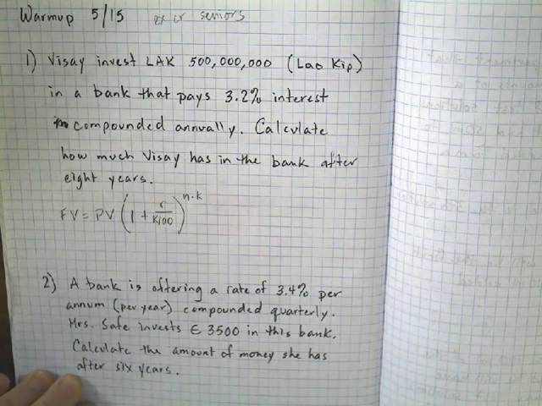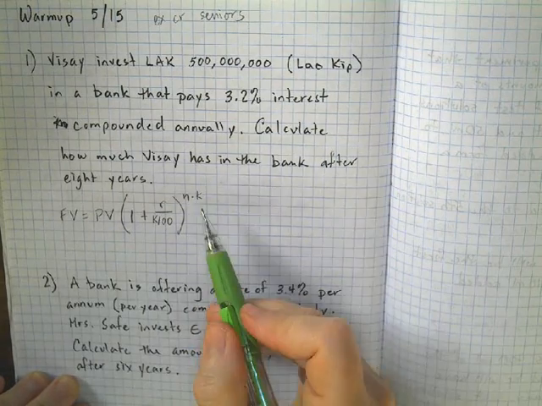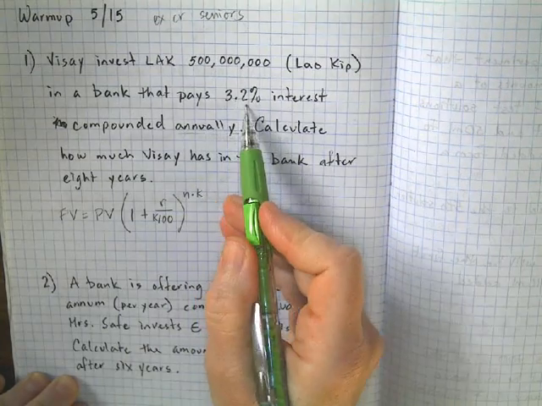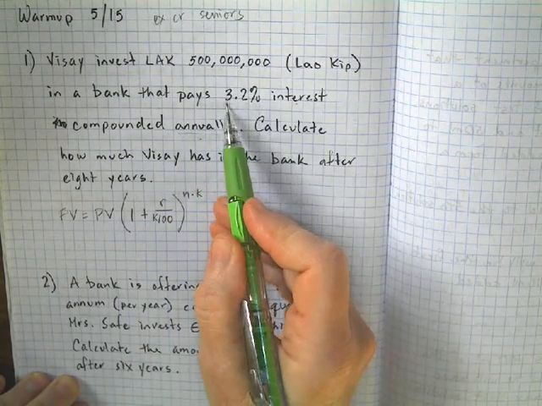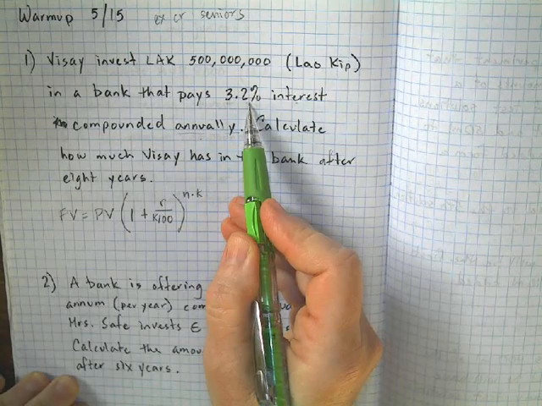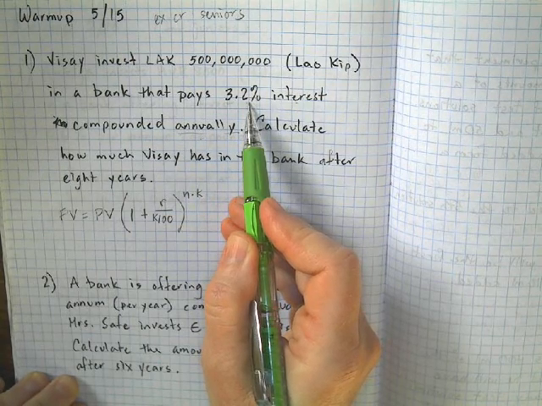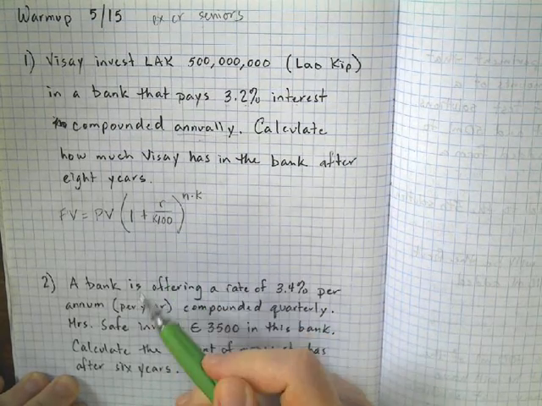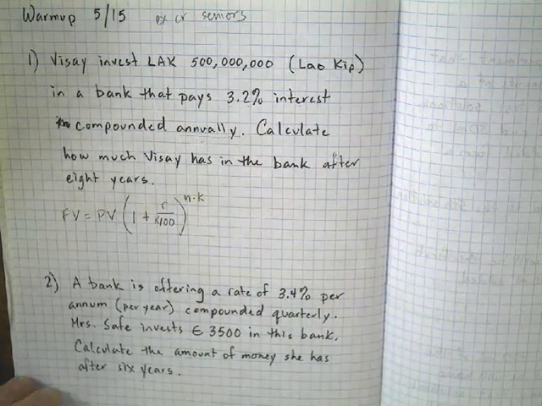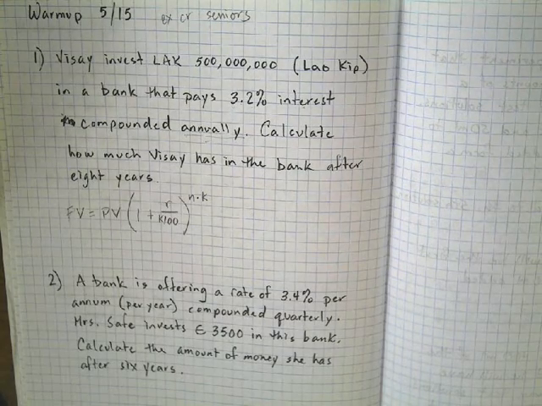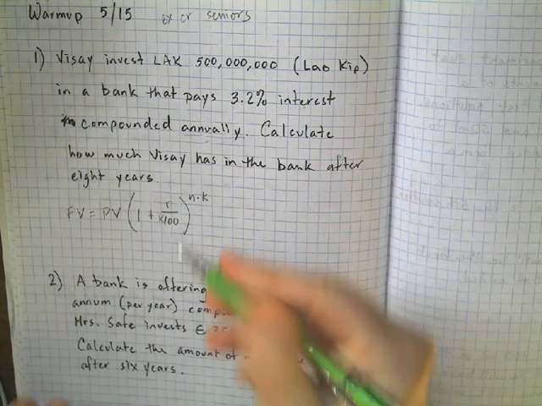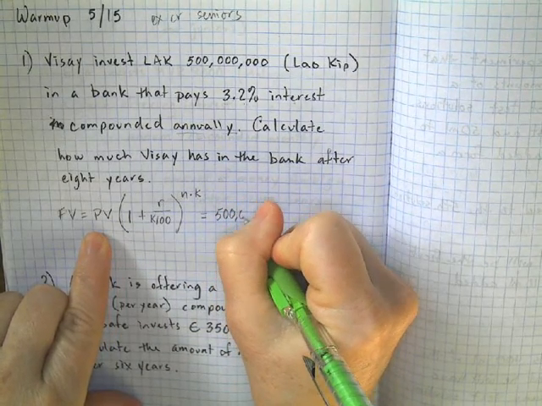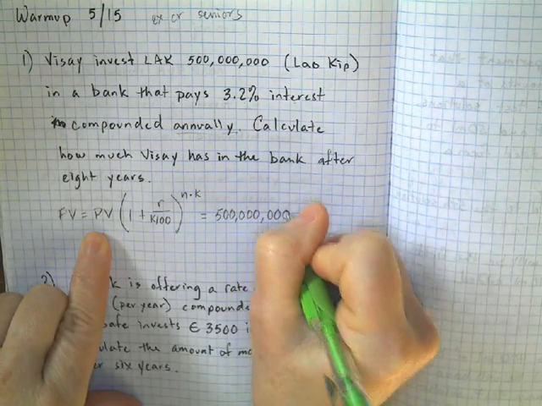Okay, so since we're only compounding it once a year and the interest rate is given as an annual 3.2% interest. Usually whenever they give you an interest rate, it's per annum or per year, okay? Per annum means the same thing as per year. So for this one, k would just be equal to 1 because we're just compounding it once. Alrighty, so we're going to plug in our numbers, and our present value is 500 million. That sounds so huge, but I bet it isn't.